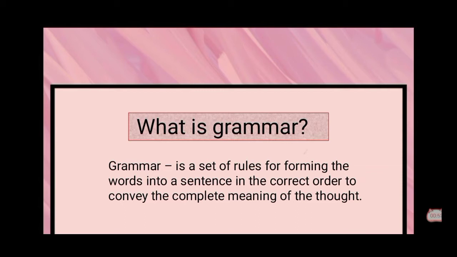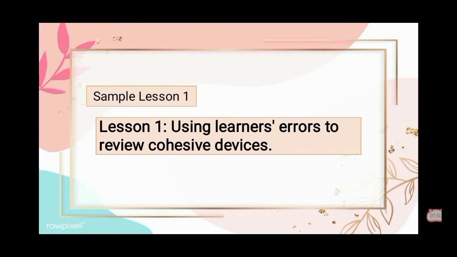And now that you already have an idea about grammar, let's proceed to sample lesson number 1, which is specifically using learners' errors to review cohesive devices. In this lesson, we are going to read, determine, and analyze some of the learners' errors and highlight each of these in order to correct it by replacing or adding words or phrases to complete the thought of the sentence. So we have 5 steps in this sample lesson.